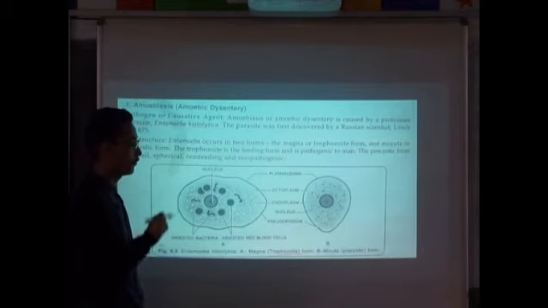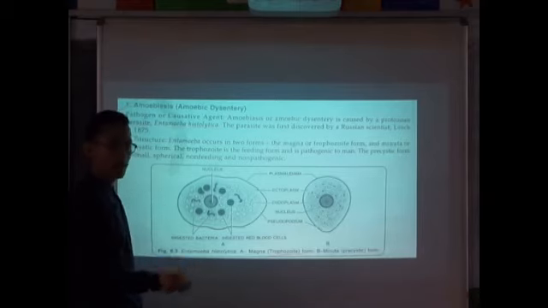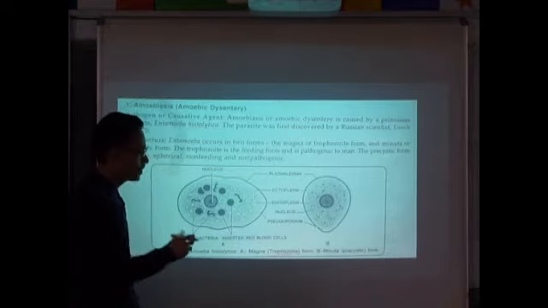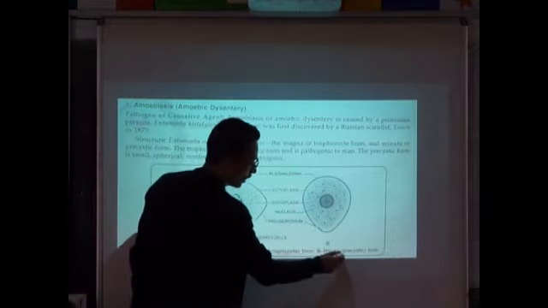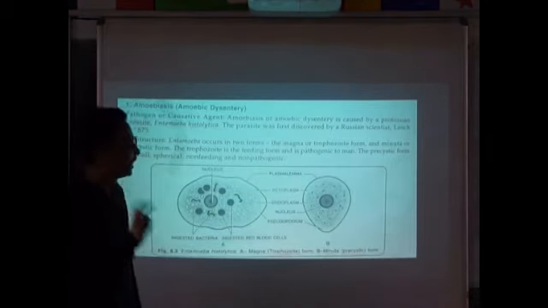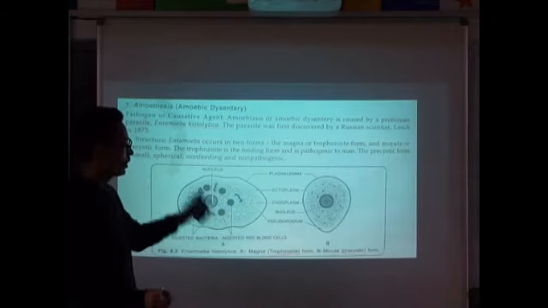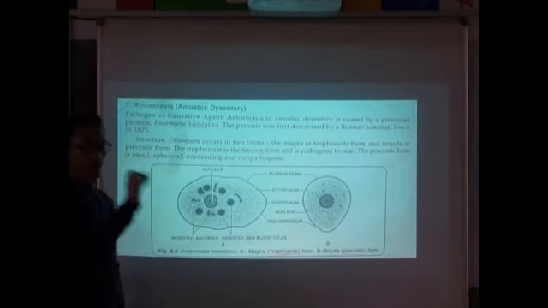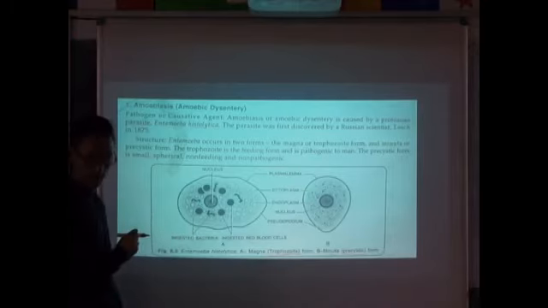Magna form. Okay, so the first form is called Magna or trophozoite form, and the second form is called the Minuta or pre-cystic form. Clear? So this Entamoeba histolytica occurs in two forms. First one is called Magna or trophozoite form, and the second one is called Minuta or pre-cystic form.